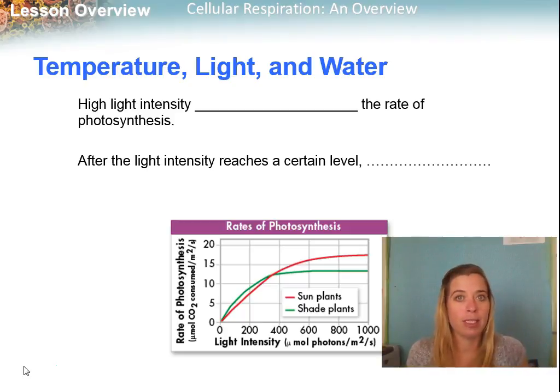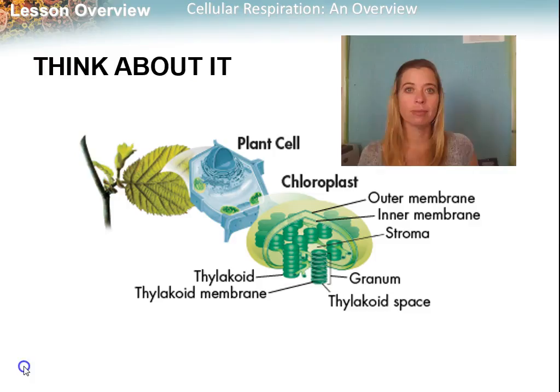For instance, if I took a cactus and I put it in a shady, cool, moist area, it's not going to do very well. Or if I took a plant from the rainforest and I stuck it in the desert, it's also not going to do very well. So I want you to read the graph below and see if you can figure out this problem.